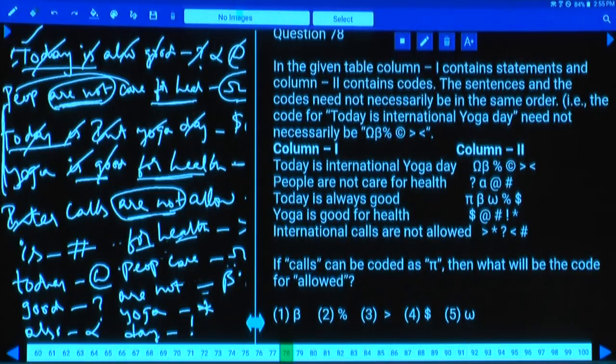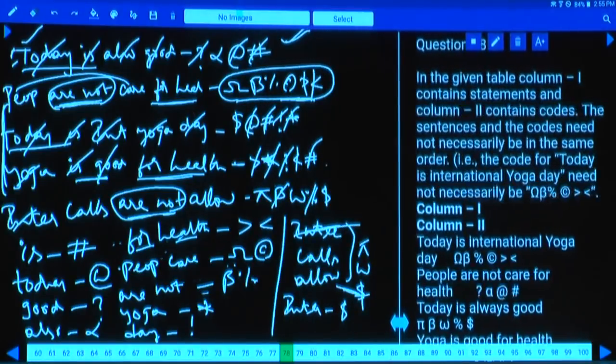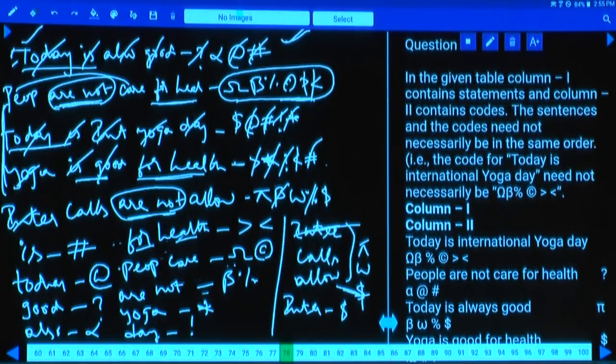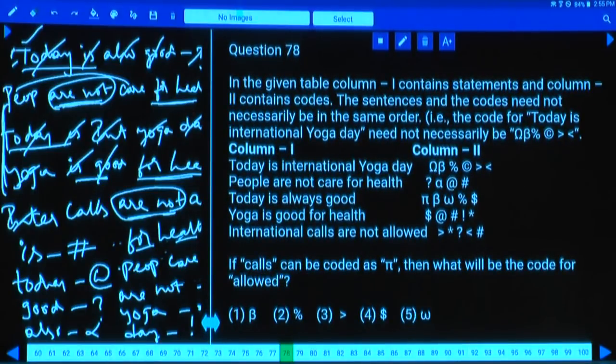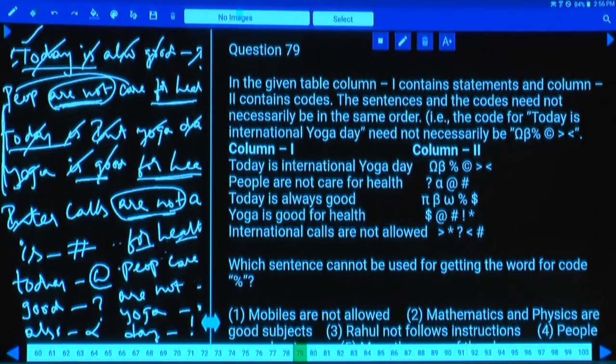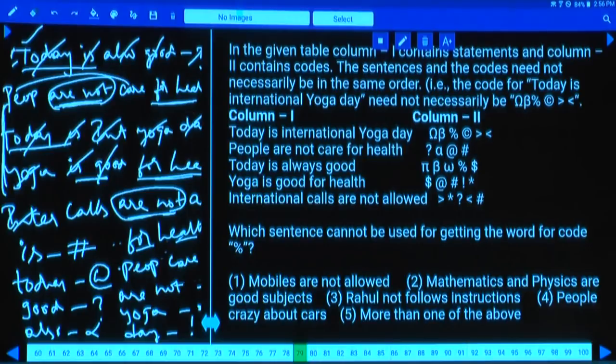Then 78. If calls can be coded as this, and calls can be coded as this one, now I can find the code for allow. Isn't it? Now allow is what? Allow is W, that is choice 5. Then question number 79. Now in this question number 79, which sentence cannot be used for getting the code for the word percentage? Cannot be used.